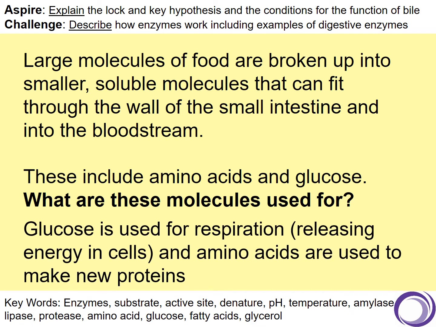Okay, so glucose is vital for respiration, and that respiration releases energy in the cells so that you can move, you can grow, you can do all the things that you need to do. And amino acids are really important to make new proteins. And proteins make up enzymes, hormones, they let your cells grow, they let your cells repair, so they are vital in life.